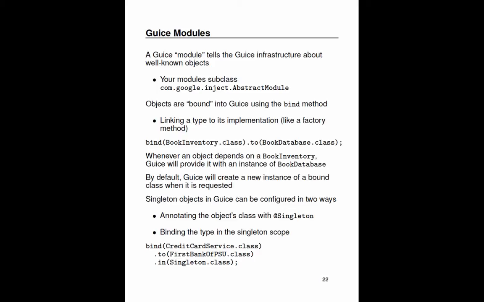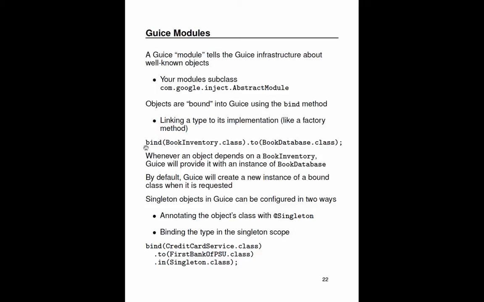But I also need to tell Guice which implementation to use for a given interface. And the way you do this is in something called a Guice module. A Guice module is a subclass of something called AbstractModule, and it's got APIs for binding an interface to its implementation. It's kind of like a factory method, but it's sort of like configuring the factory. So here, well, I'll see an example of the whole thing in a second.